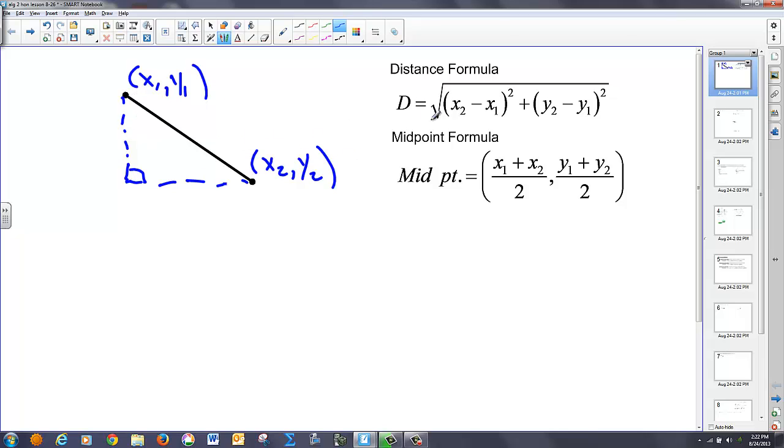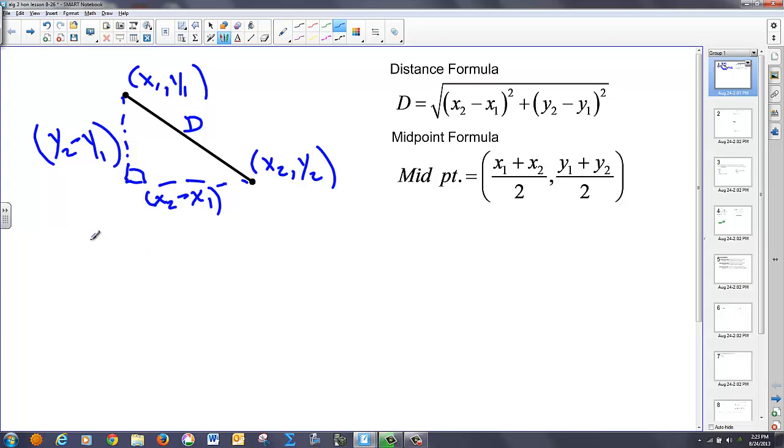So the difference of x's squared plus the difference of y's squared. So here's x2 minus x1, and here's y2 minus y1, and here's d. So a squared plus b squared would equal c squared in theory, and then you square root the c squared side, and you end up with the distance formula. The midpoint is just halfway between these two x values and these two y values. So we take the average of the two.